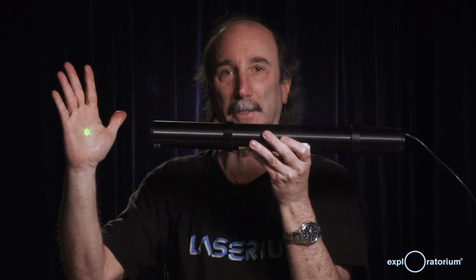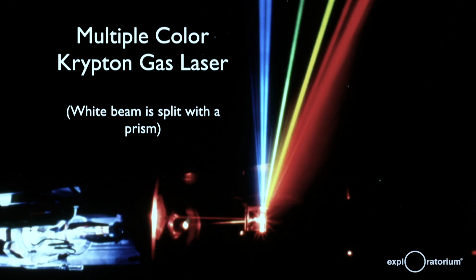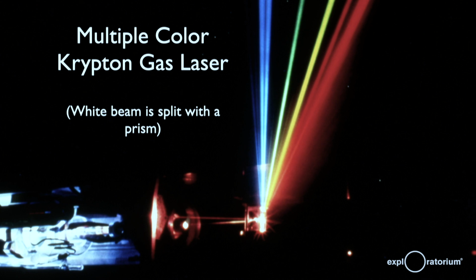In Laserium, we use a single laser, a krypton laser, that produces all of those colors all at the same time and more. Here is a slide of a krypton laser. That's at the bottom of the slide here. The beam is coming out horizontally, but then it's going through a prism, and the prism is taking the white beam that comes out of a krypton laser and breaking it up into the colors that make up the krypton laser spectrum.